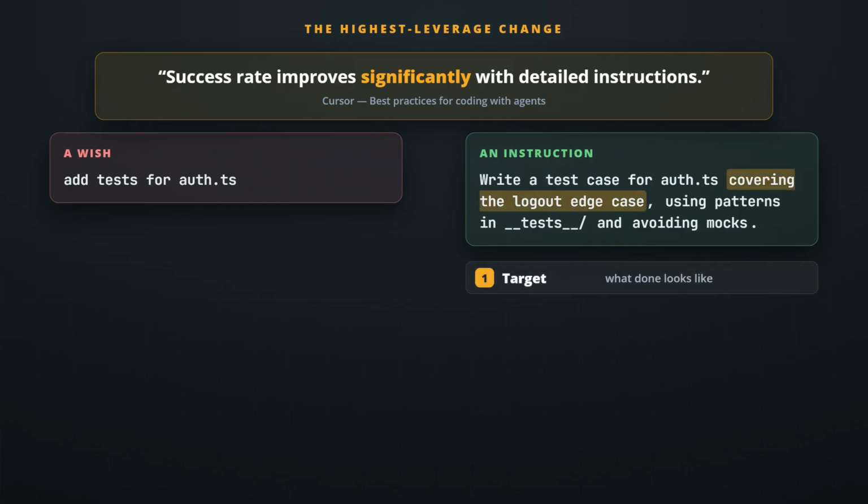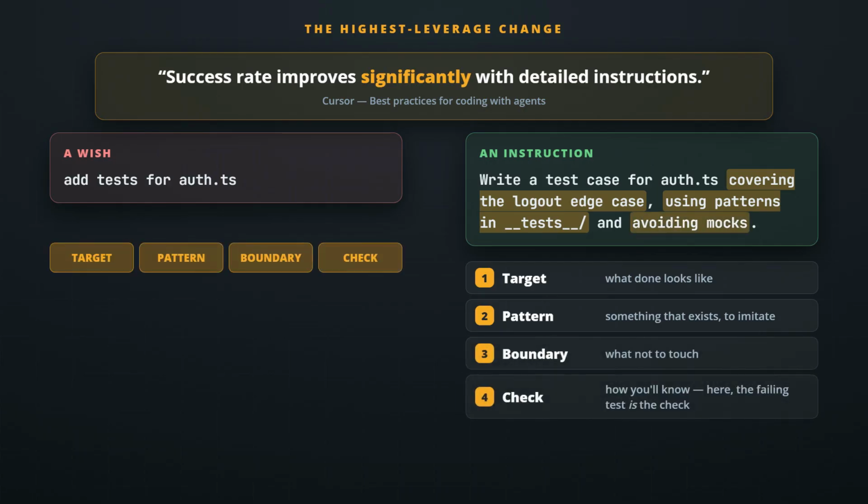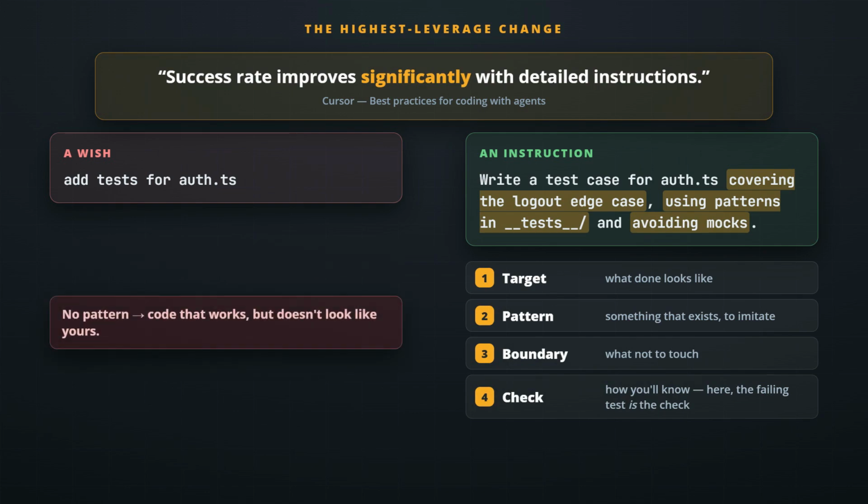A target, what done looks like. A pattern, something that already exists to imitate. A boundary, what not to touch. And a check, how you'll know it worked. 4 parts. Drop the pattern and you get code that works but doesn't look like yours. Drop the check and you get confidence with no evidence behind it.